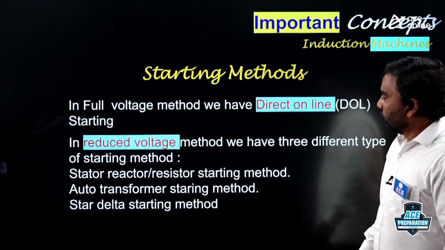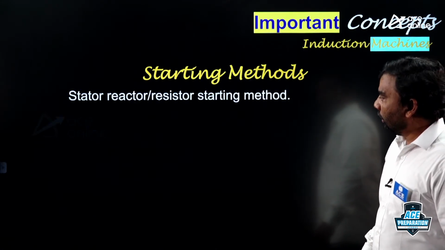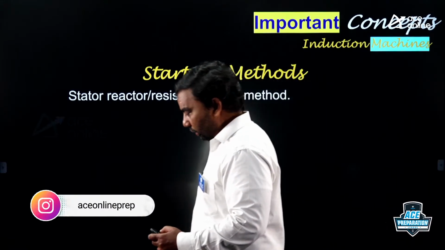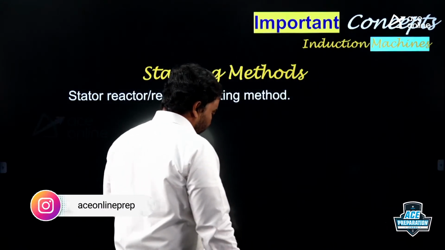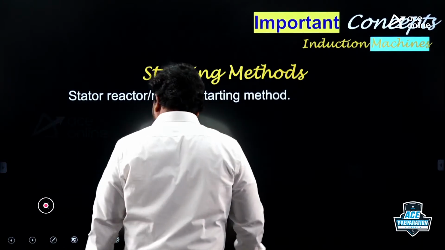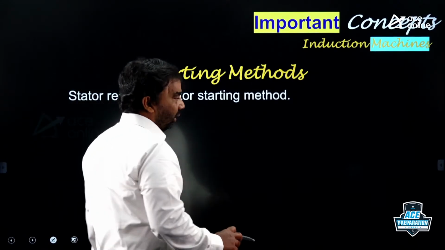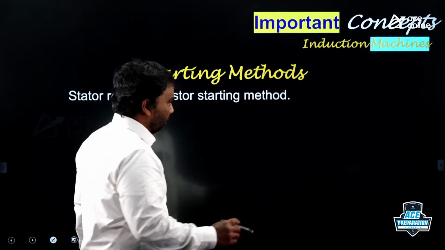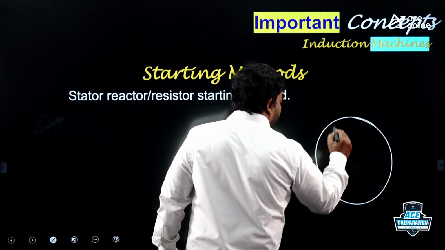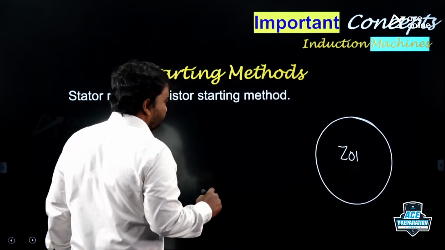Now let us talk about one of the methods, the series reactor or resistor starting method. What is the logic in this? I'll try to explain the basic logic. I'm not going to discuss everything in detail, just the basic logic so that you can understand. So assume that this is the motor with an impedance of Z01.